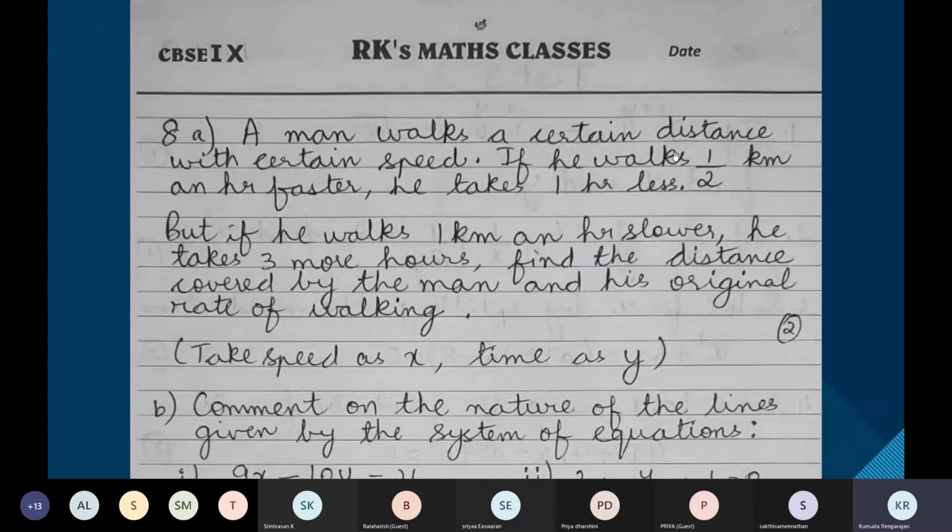So let the original speed of walking be x. Let the actual time taken be y. So now read the question further. If he walks 1 kilometer an hour slower, again speed, he takes 3 hours more. Now recall, we've discussed this earlier. Once you find the actual speed and the actual time, you can find the distance, because distance is speed into time. Yes, children, start working.